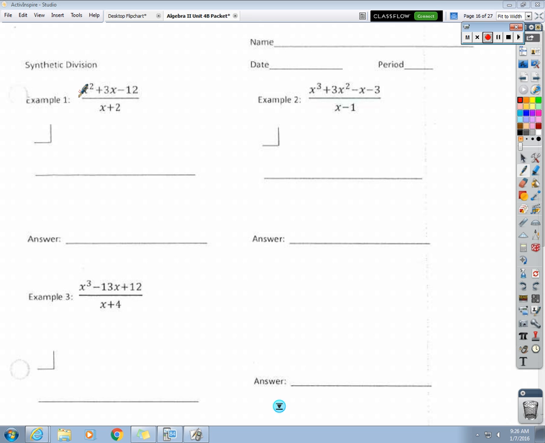Okay, so let's start up here with this first example: x squared plus 3x minus 12 divided by x plus 2. With synthetic division, you're always going to make yourself a little half of a box, and that's going to be for the binomial that you're dividing by. Since it's x plus 2, we're going to put a negative 2 in the box. You always do the opposite. So over here, when it's x minus 1, we're going to put a positive 1 in that box.